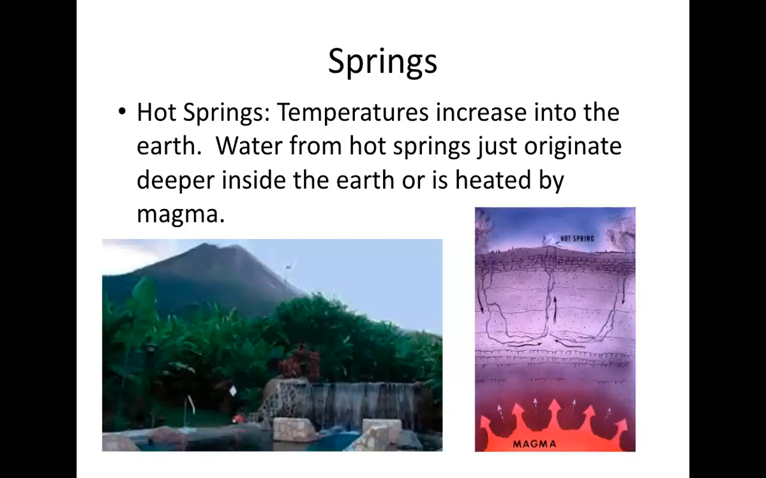There are what are known as hot springs. Anybody ever heard of a hot spring? Temperatures increase into the earth, so water from the hot springs originates deeper inside the earth, or it can be heated by things like magma, which we talked about when we did volcanoes in the last unit. Anybody ever been to a hot spring?